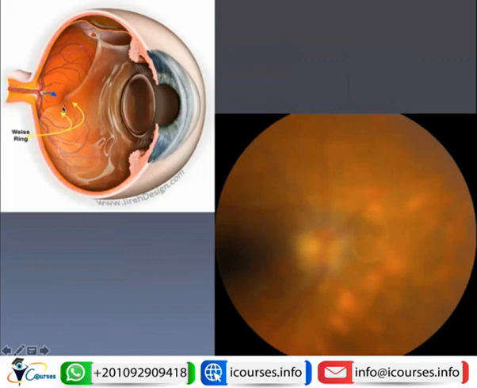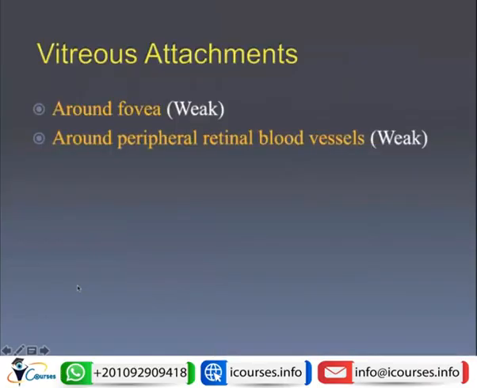This ring is called the Weiss ring, and it can be clearly seen while observing the fundus of patients with posterior vitreous detachment, as a ring in front of the optic disc. It is just due to separation of the vitreous attachment to the margins of the optic disc. So this attachment is moderately strong. Other weak attachments of the vitreous are around the fovea and around peripheral retinal blood vessels. These are considered the weakest attachments of the vitreous.